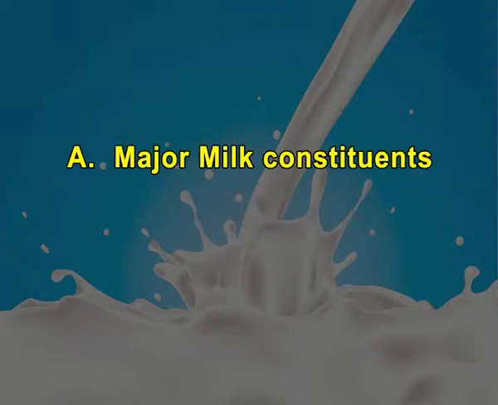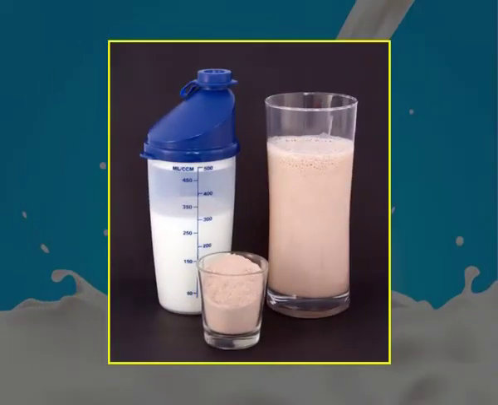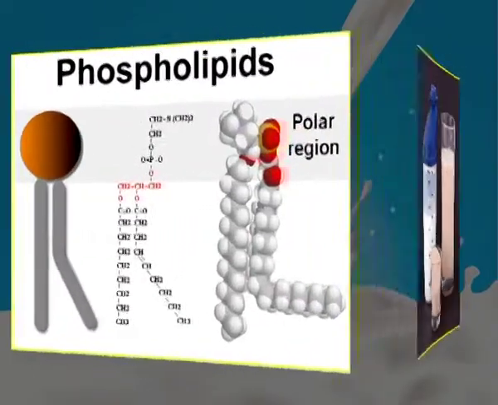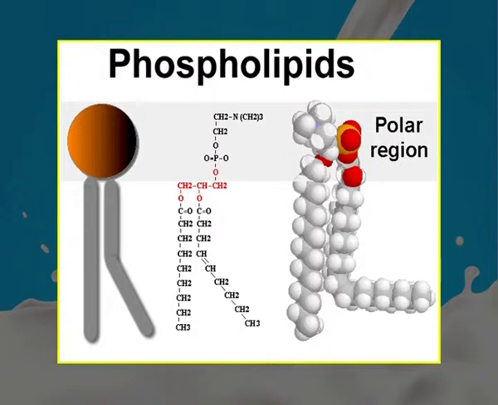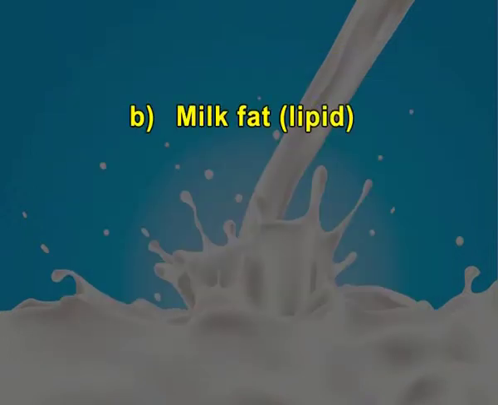Major milk constituents. Water constitutes the medium in which the other milk constituents are either dissolved or suspended. Most of it is free and only a very small portion is in the bound form, firmly bound by milk proteins, phospholipids, etc.